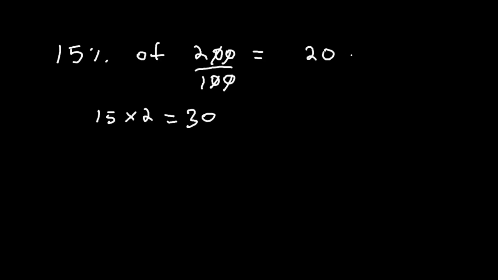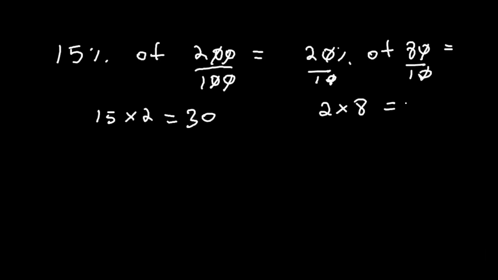Try to do 20% of 80. Well, over here, I can divide by 10 here and divide by 10 here. Then we cancel the zeros, and 2 times 8, that is 16. So 20% of 80 is 16.